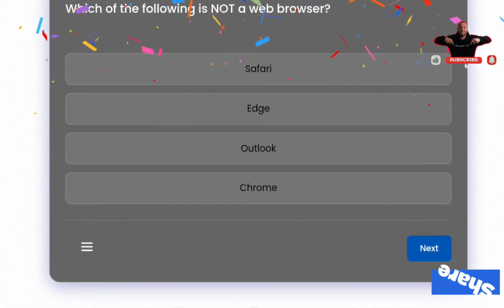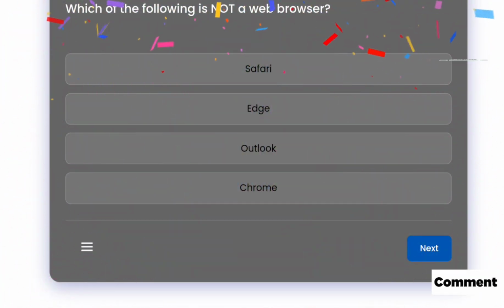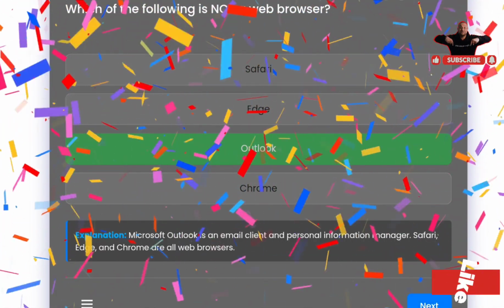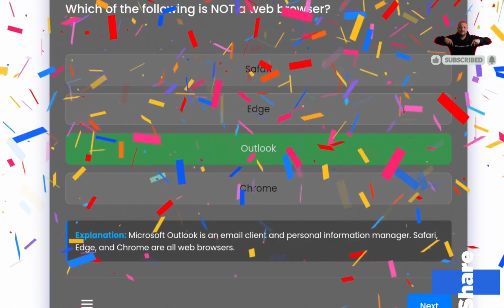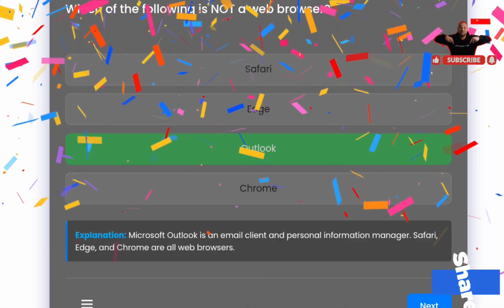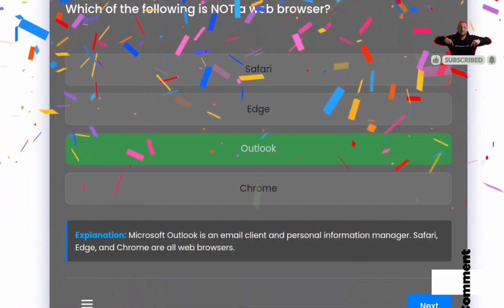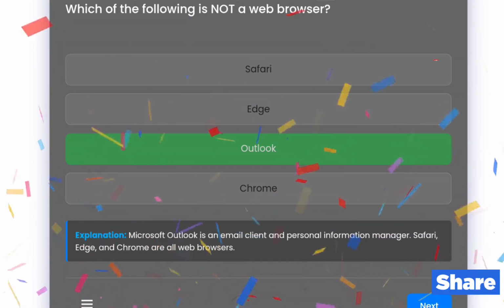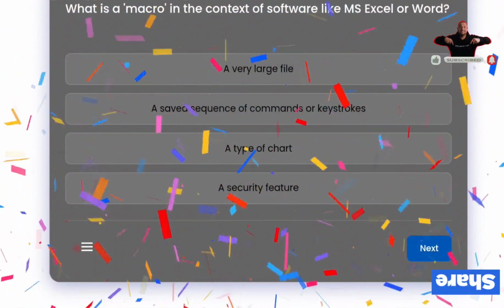Next question. Which of the following is not a web browser? Outlook is not a web browser. Safari, Edge, or Chrome, they are web browsers. That means Microsoft Outlook is an email client and personal information manager. Safari, Edge, Chrome are web browsers.